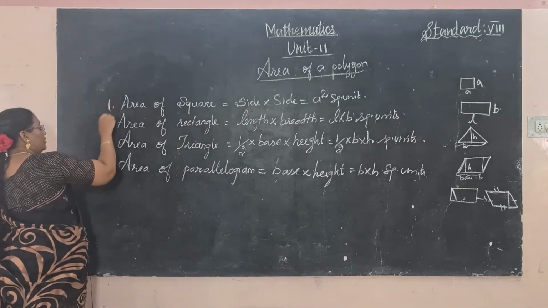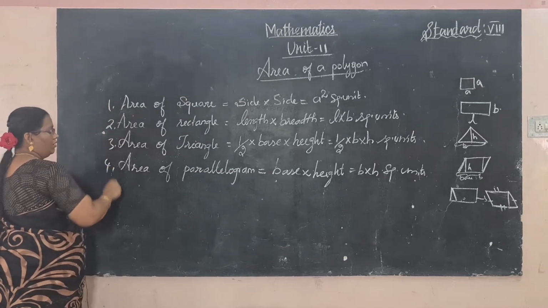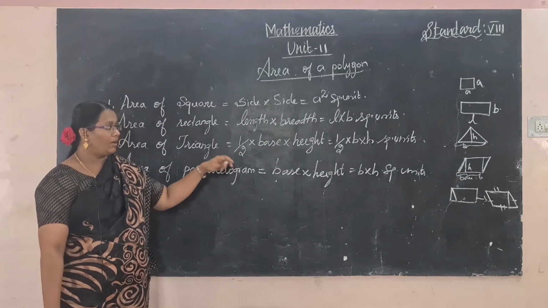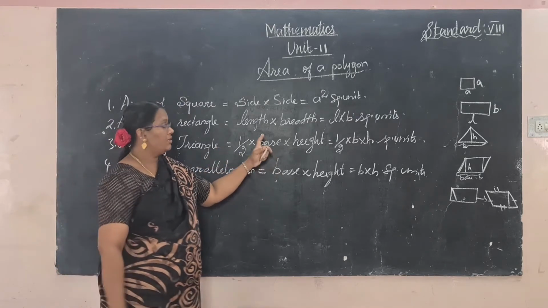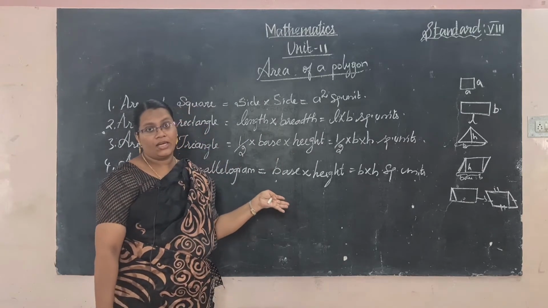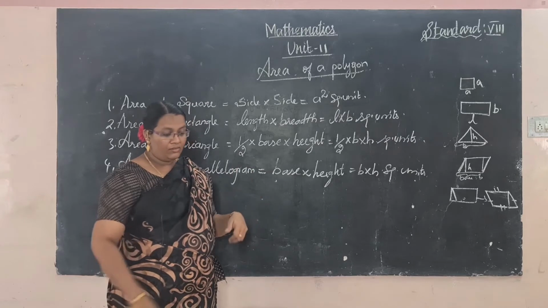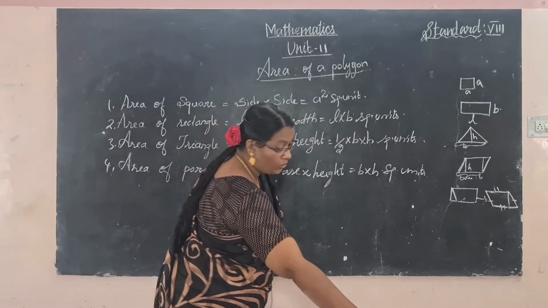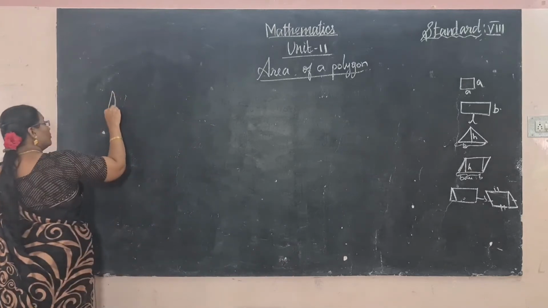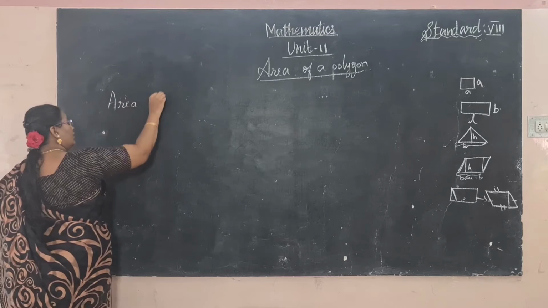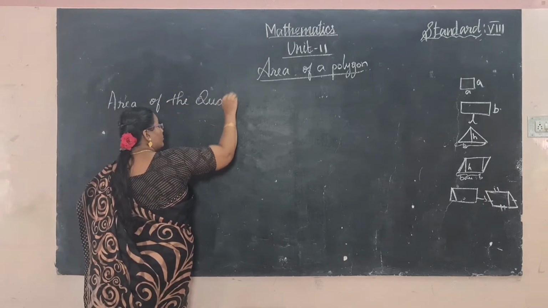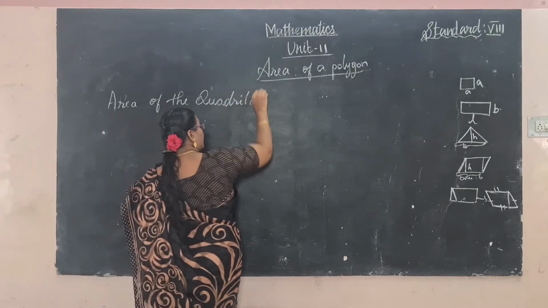Okay. I hope you all know these formulas well and how to write the explanation for the area of these rectilinear shapes, these polygons. Now you have learned newly the area of the quadrilateral.